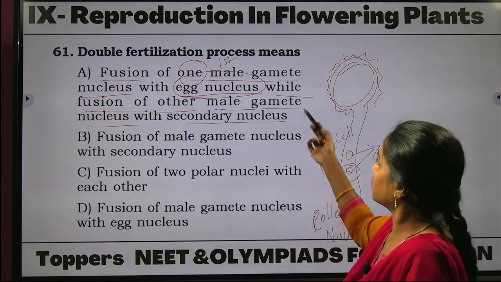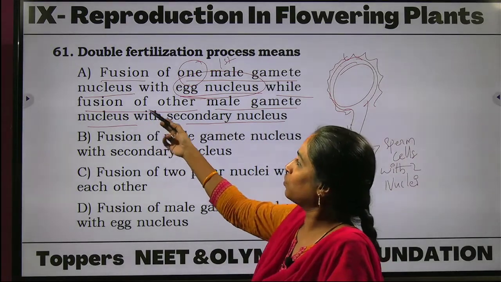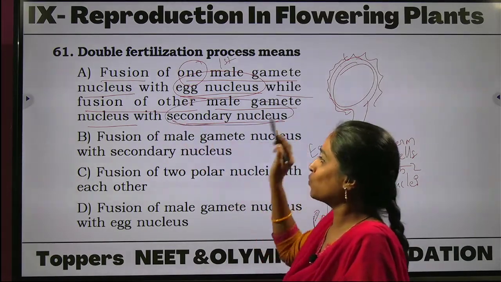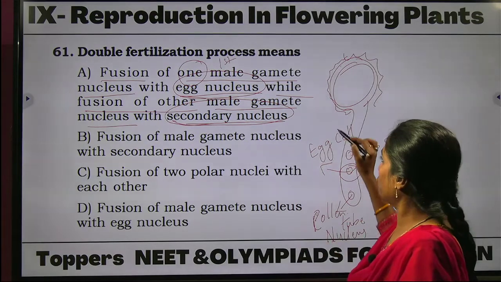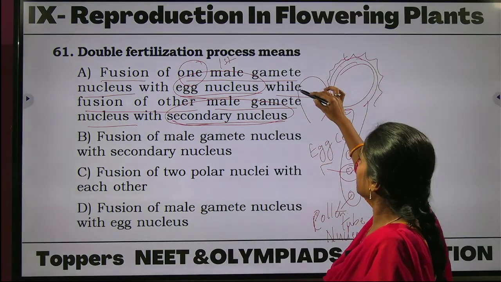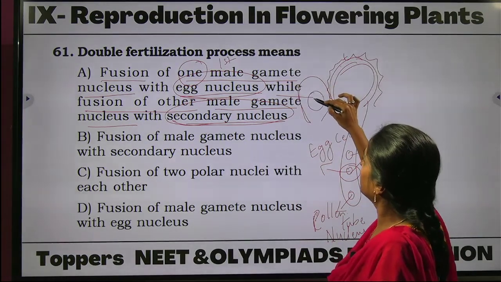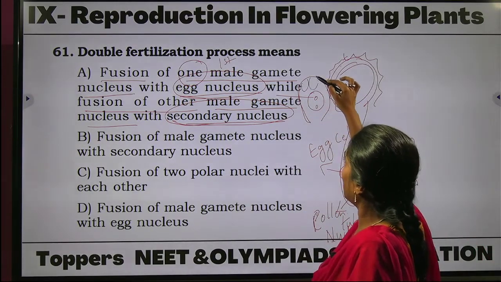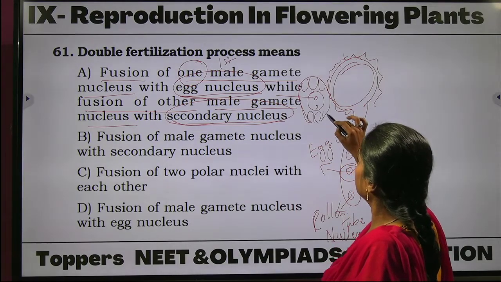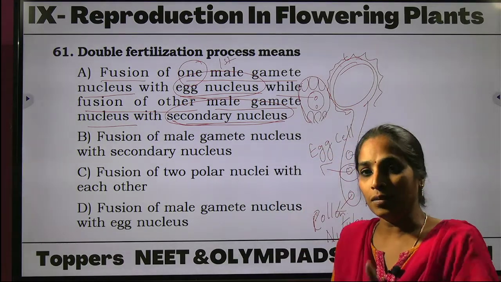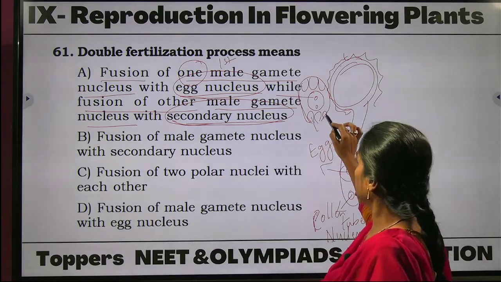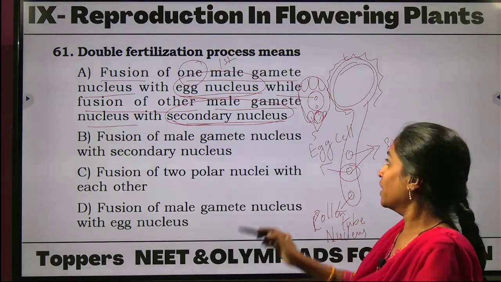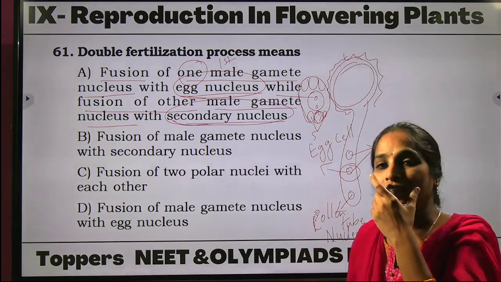Okay, and next question, next statement: fusion of the other male gamete nucleus with the secondary nucleus. What is the secondary nucleus? If you observe the embryo sac, the secondary nucleus can be seen exactly in the central region. The anterior region has the 3 antipodals, the posterior region has the middle egg cell and the 2 synergids. So the first fusion forms the zygote and the second fusion forms the endosperm.